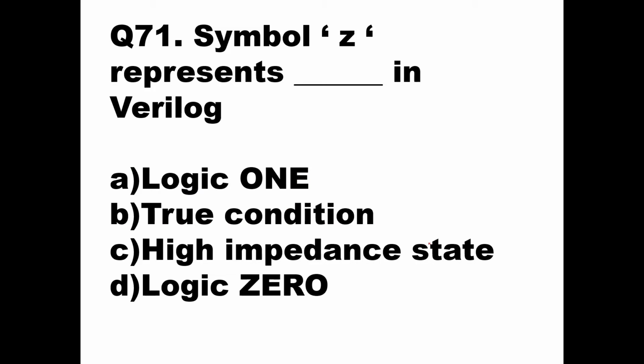Symbol Z in Verilog represents what? Symbol Z represents the high impedance state in Verilog. So option C will be the answer here.